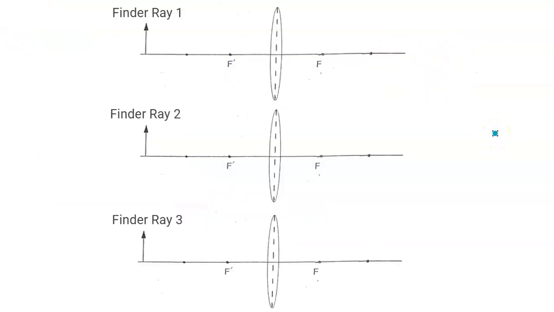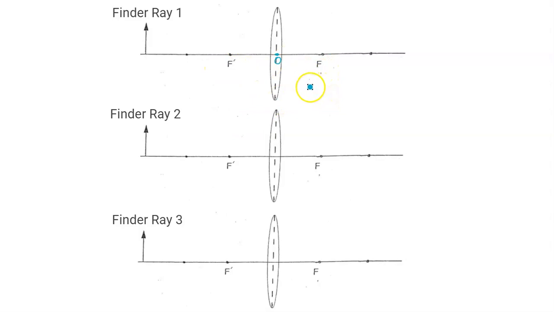Okay, now let's look at lenses. So we're going to go over our three types of finder rays. They're very similar to mirrors, but there are slight differences. One of the differences, we don't have a center of curvature. We also have something called the optical center right here. Another difference is we're going to have two focal points.